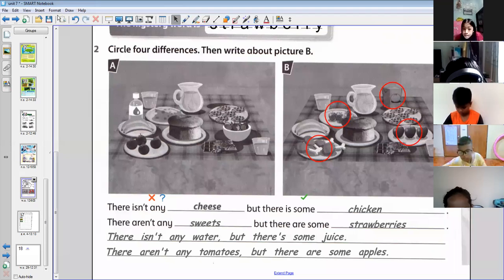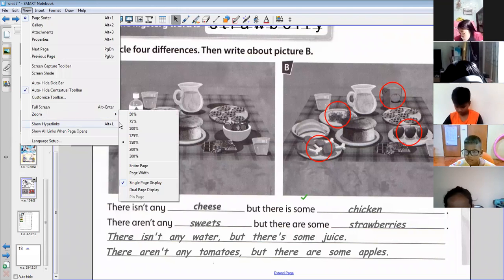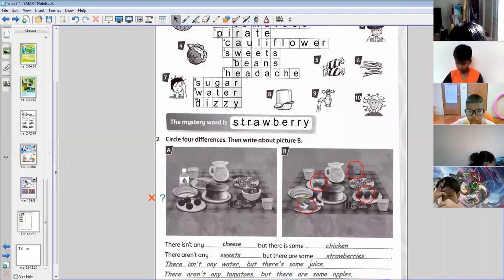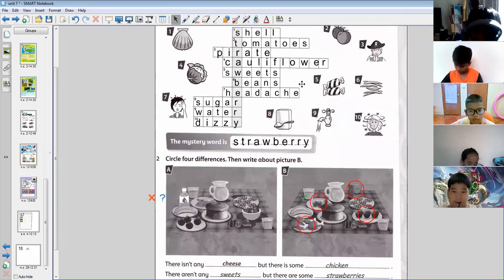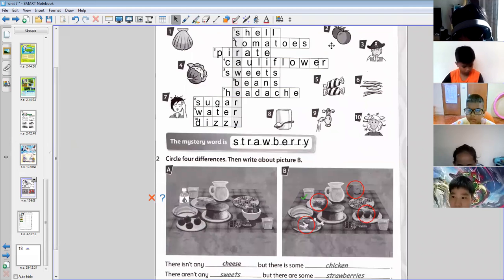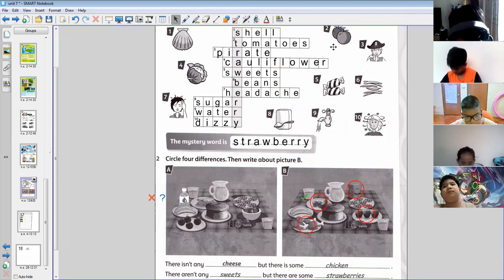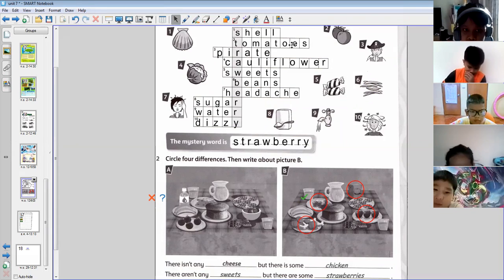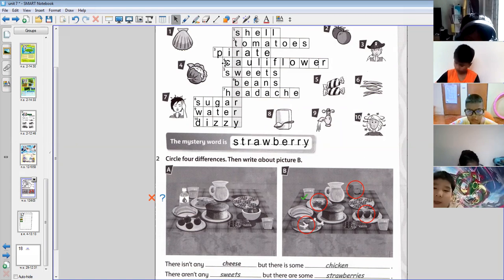Right. I'll just try to make this a little bit bigger because what I want to do now is, there you go. Right. Who can make a sentence with the word tomatoes? So you could say, there are some tomatoes. Perfect. There are some tomatoes.